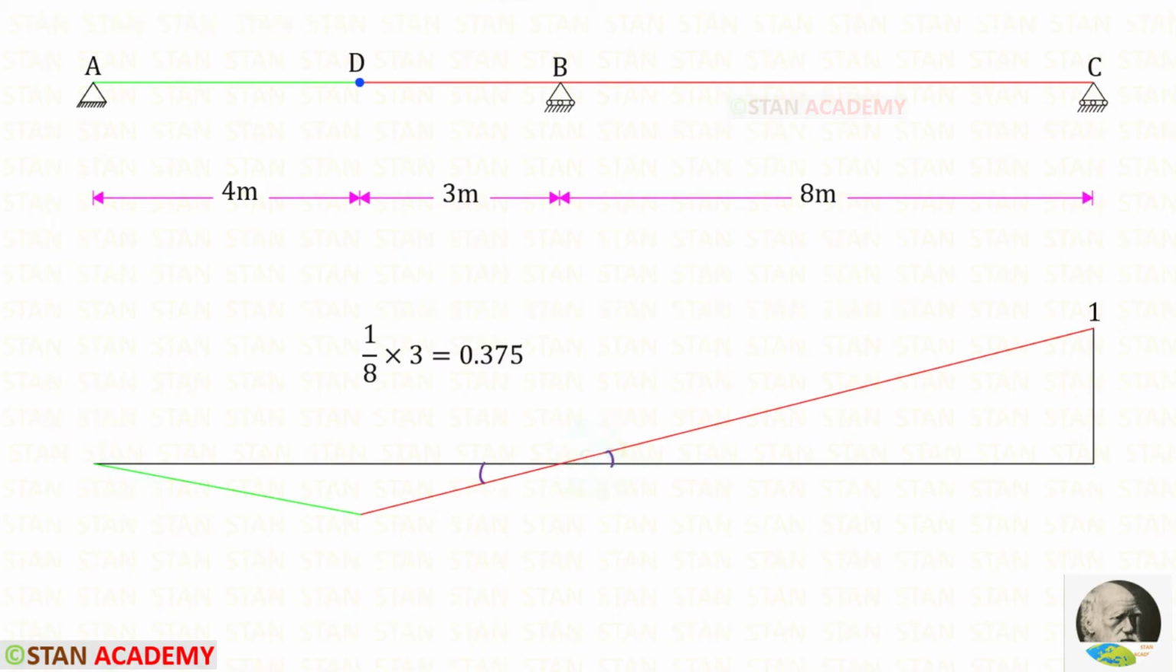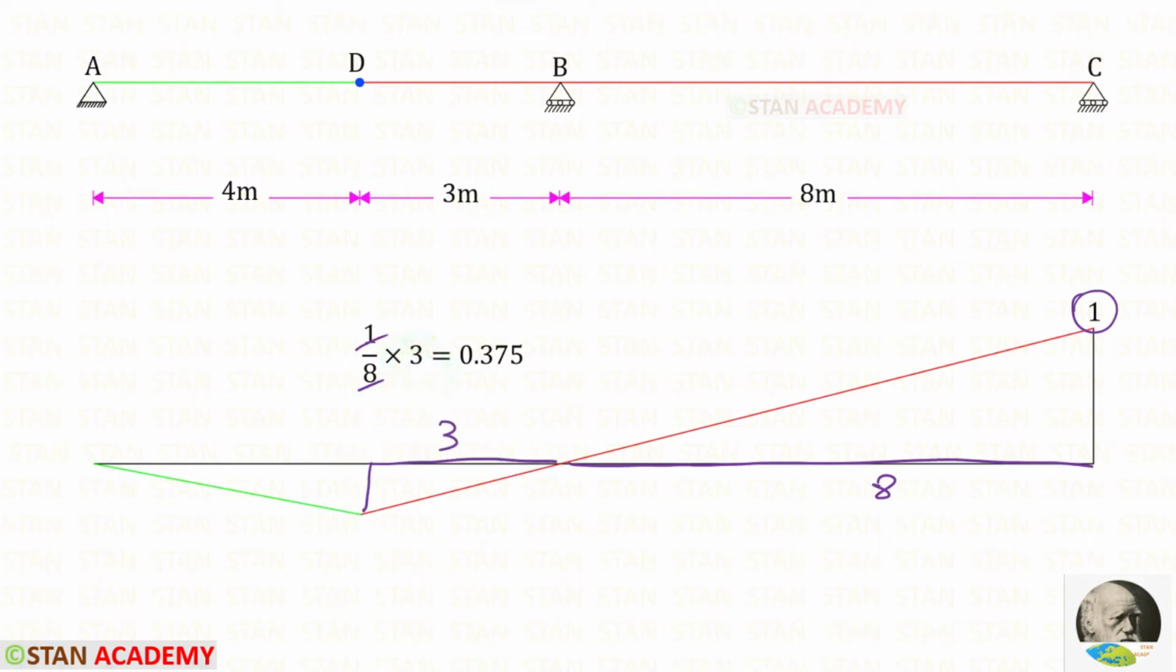These two angles are the same. Using that, we can find this height. For the distance of 8 meter, the height is 1. So for 8, it is 1. But we need the height at the distance of 3.